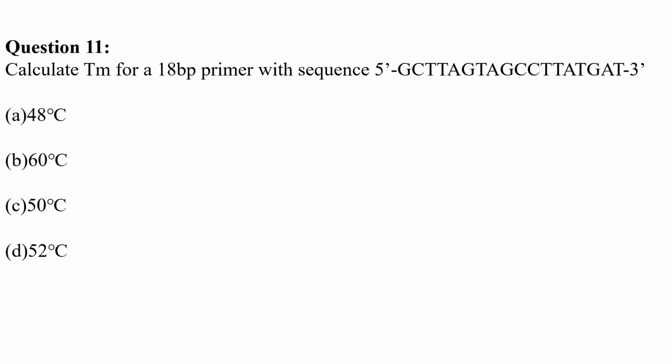Question number 11. Calculate Tm for an 18 base pair primer with the sequence given. Okay, so we have a sequence from 5 prime to 3 prime here, and we have to calculate the Tm. What is Tm? Tm is the melting temperature. So what do we mean by melting temperature?